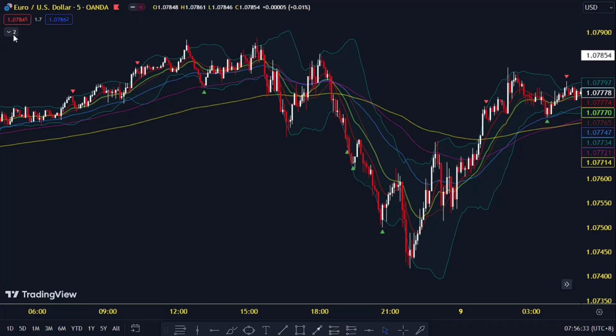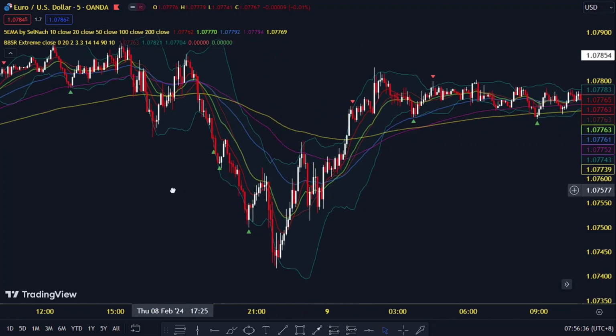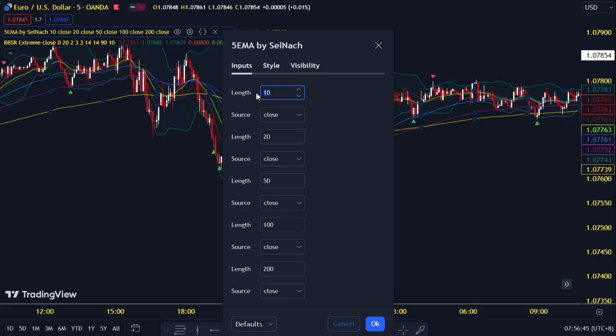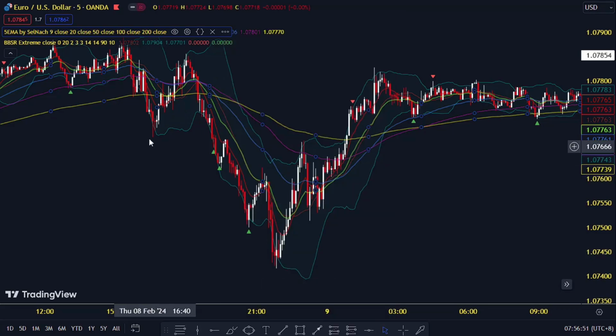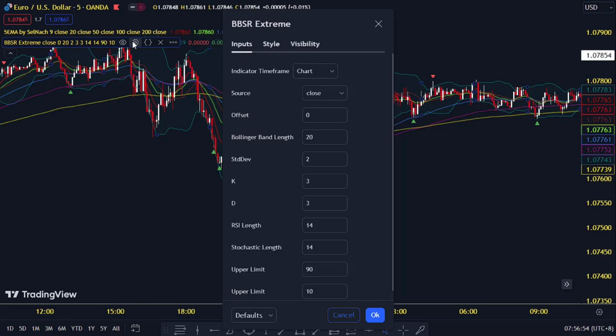But remember, without proper optimization of settings, these indicators won't work as expected. So pay close attention to this part or you'll miss out. First, adjust the settings for the multiple EMA indicator. Change the first length from 10 to 9 and ensure the rest of the lengths are set to 20, 50, 100, and 200. Also, ensure all sources are set to close. Then for the Bollinger Band Stochastic RSI Extreme Signal Indicator, adjust the lengths and limits as instructed in the video.